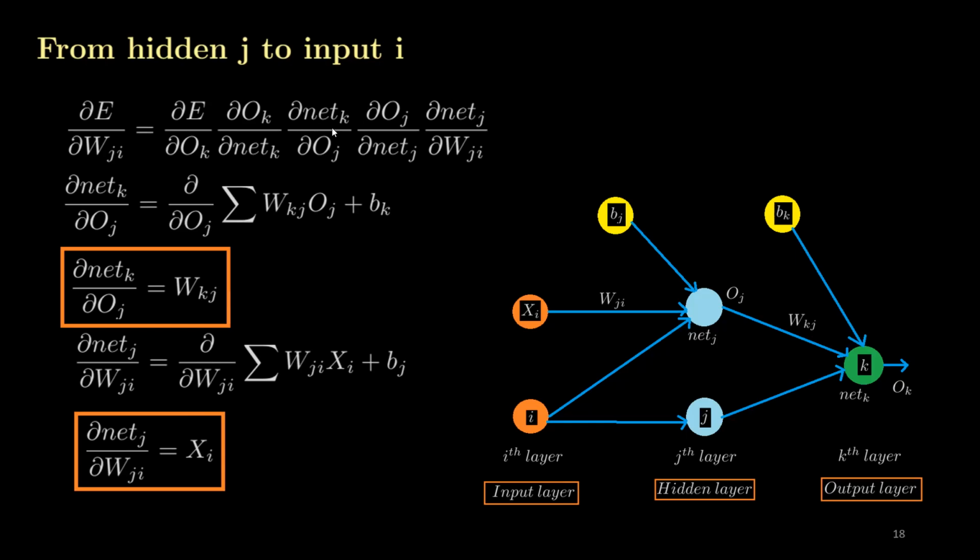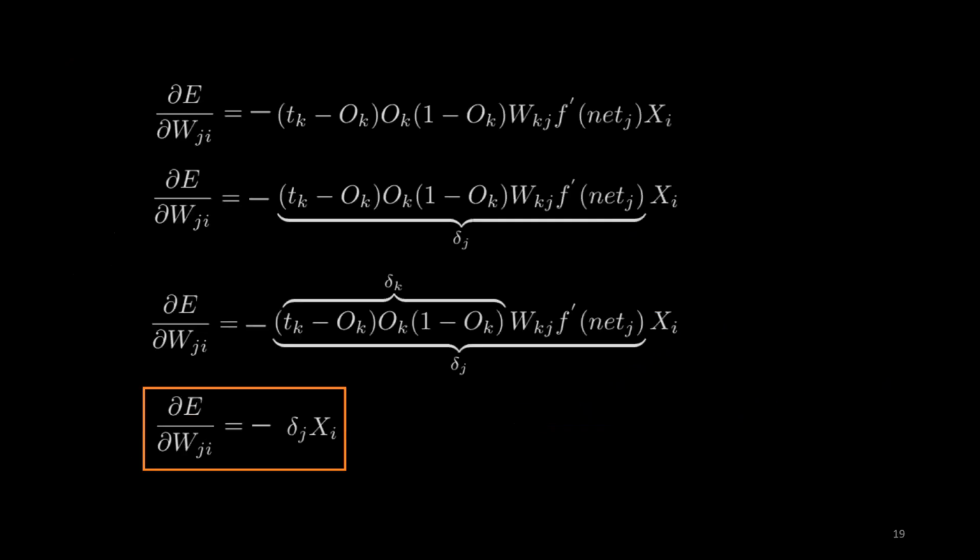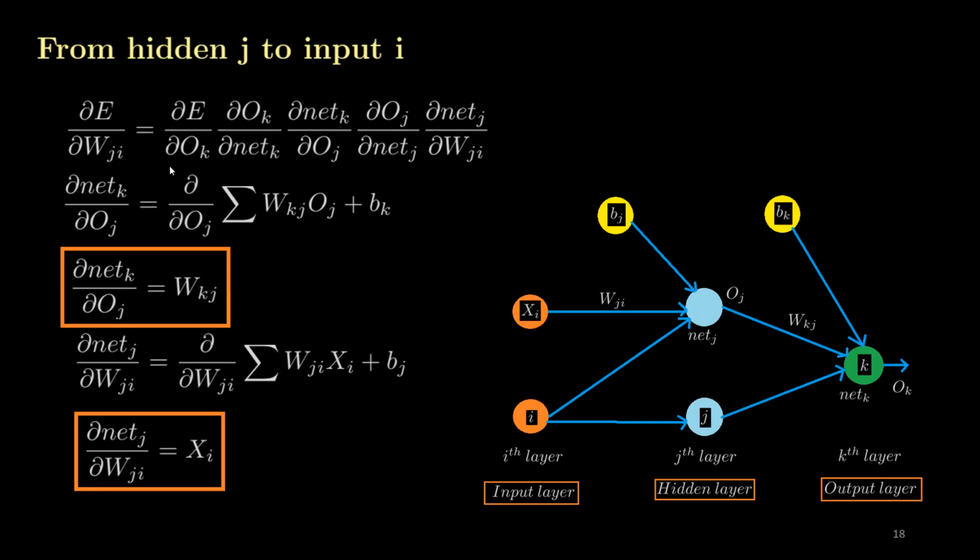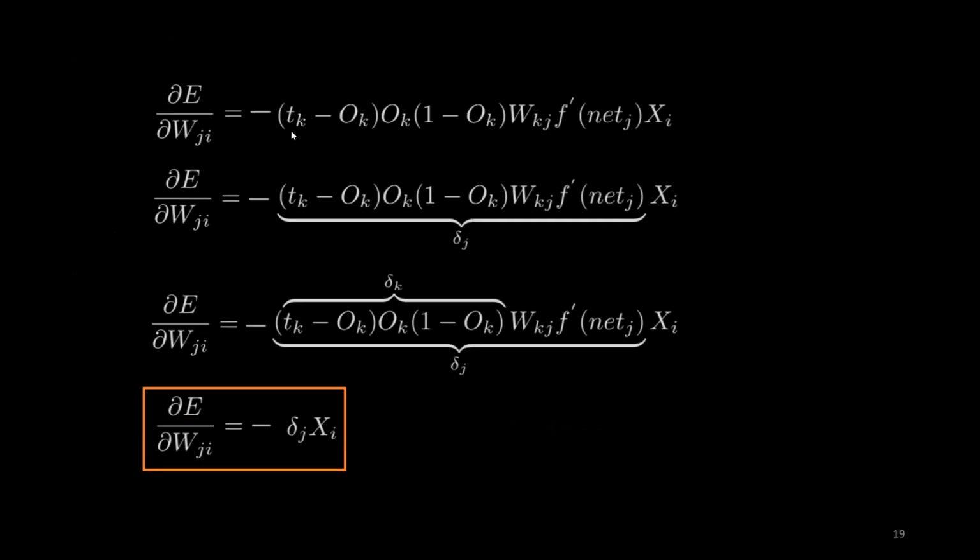f prime of net k. Let's see. Now it's time to put all these values, all the 5 values here, so that we can get the value of rate of change of error with respect to Wji. So the first value is dE by dok, and the second is dok over d net k. We know that from our previous lecture. So the first value is minus (tk minus ok), and the second value is ok(1 minus ok).